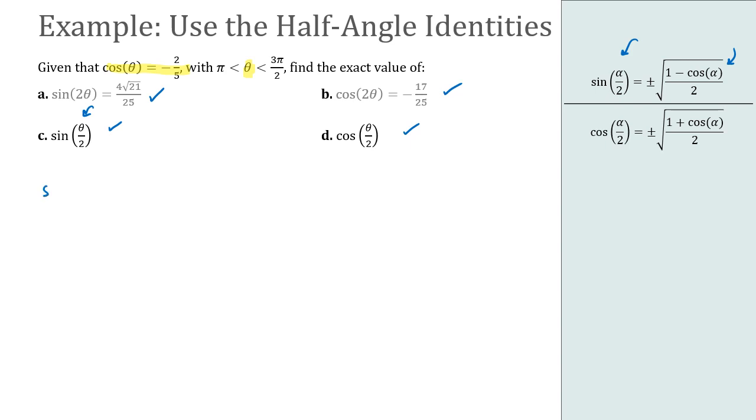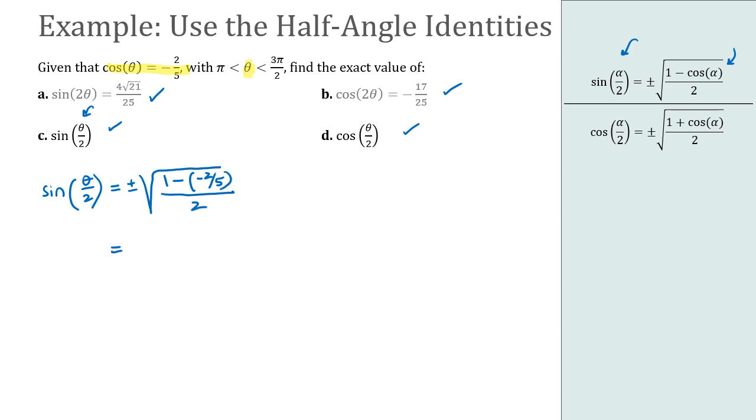So I'm going to say that the sine of the angle theta divided by 2 is going to equal plus or minus the square root of 1 minus the cosine of theta. Now what is the cosine of theta? I highlighted it for you. That was given to us as negative 2/5.